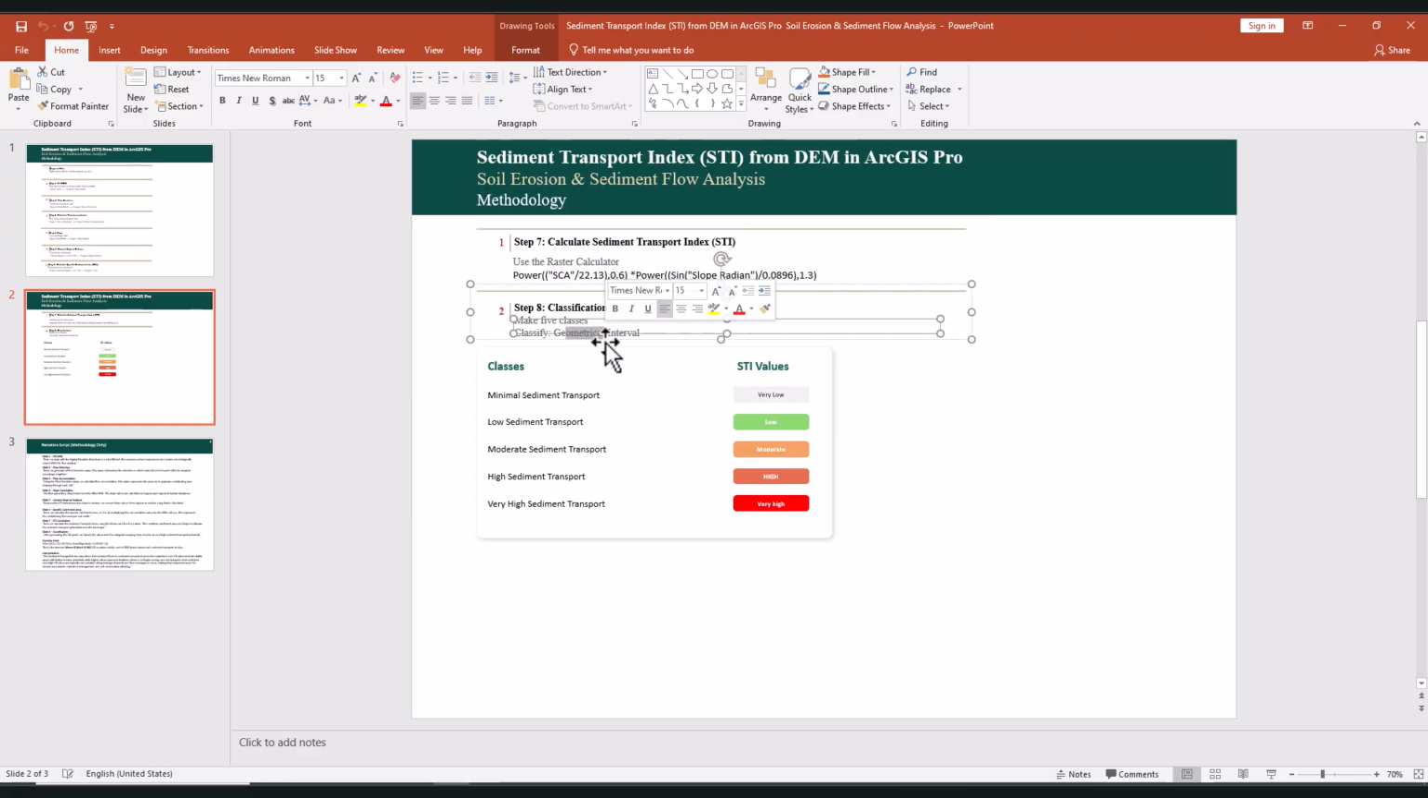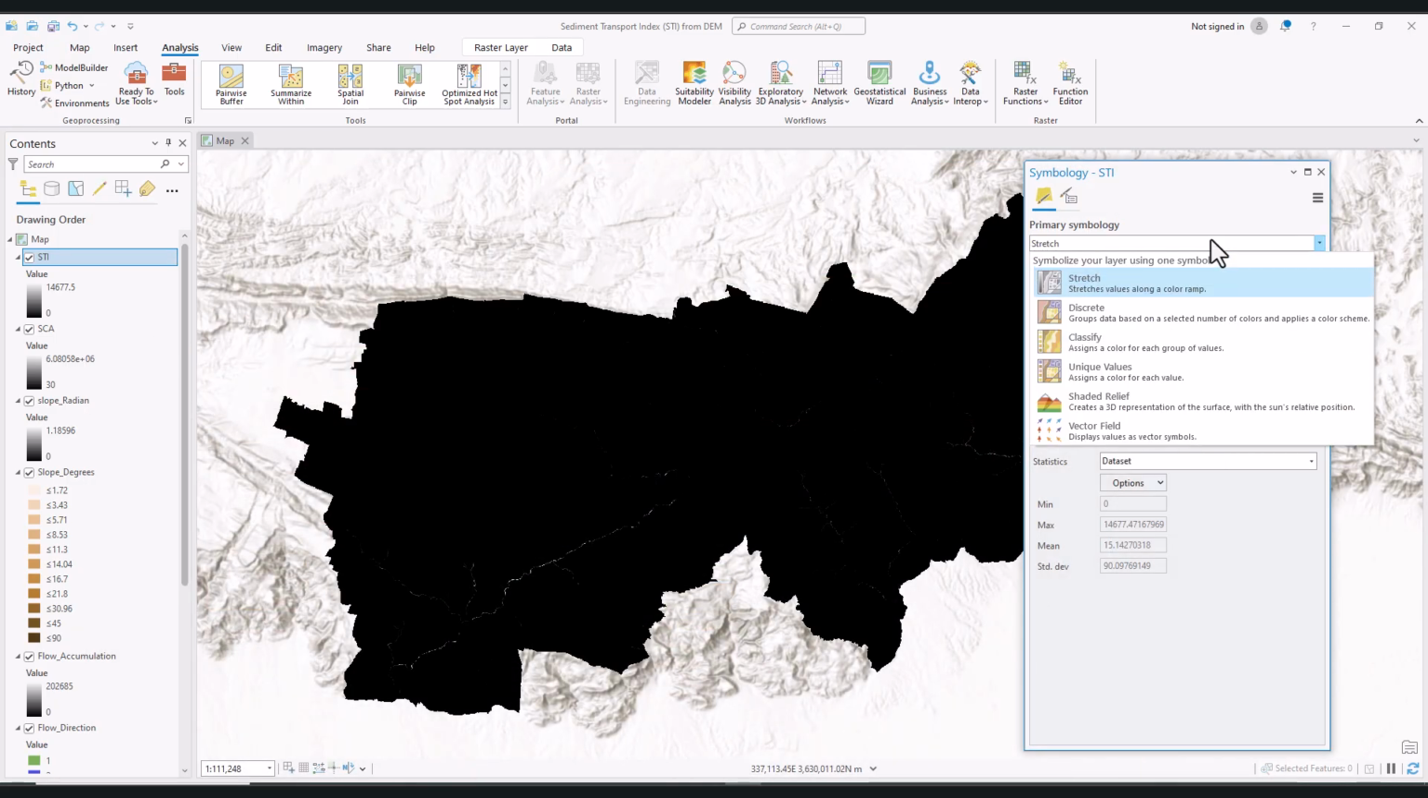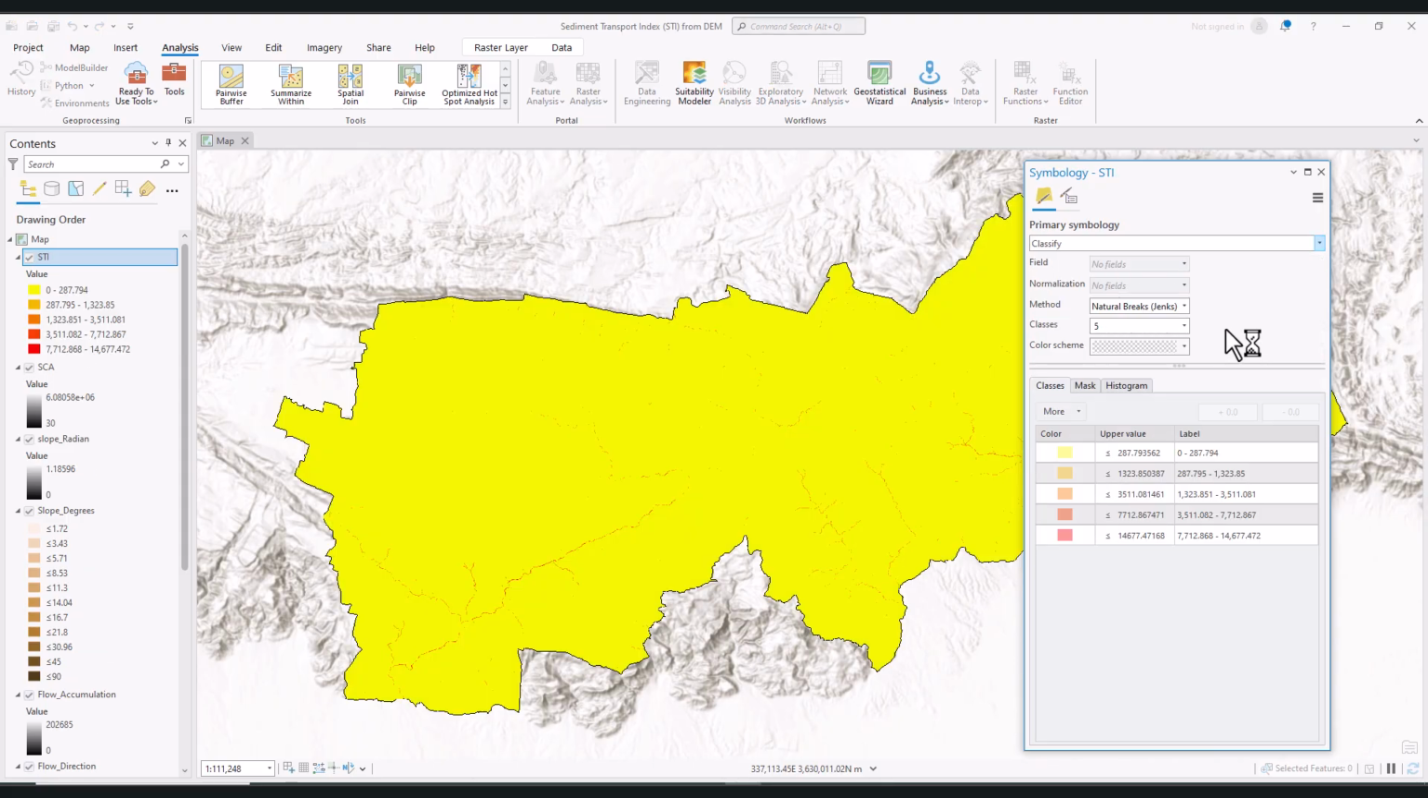After generating the STI raster, we classify the values into 5 categories, ranging from very low to very high sediment transport potential.